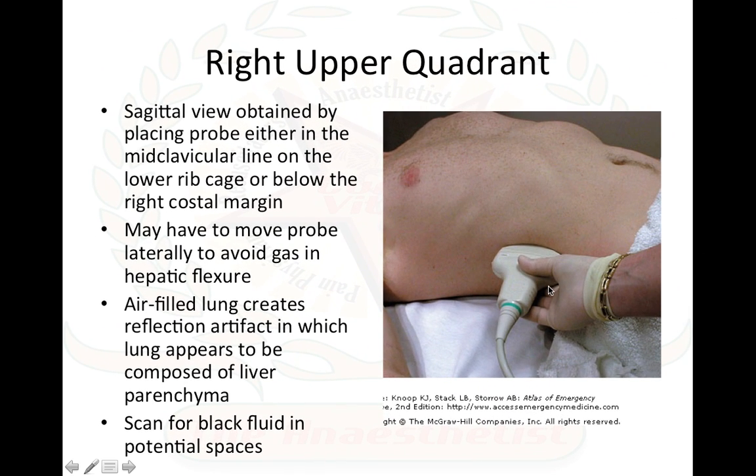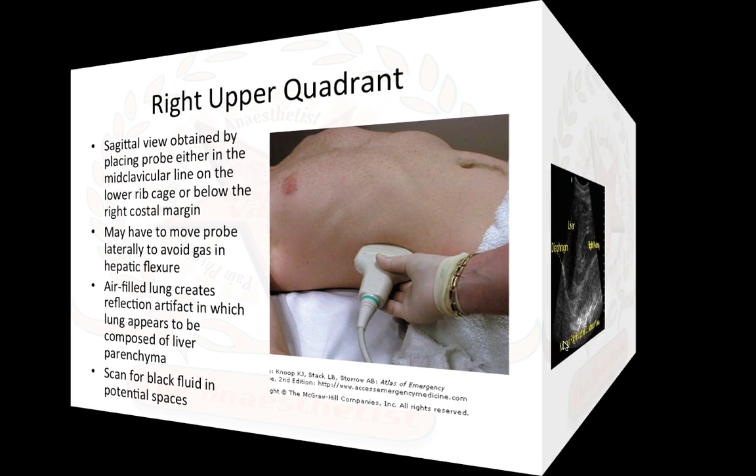For the right upper quadrant view, we have to place the probe in the mid-axillary line in the lower thorax. It is a sagittal view obtained by placing the probe either in the mid-clavicular line on the lower rib cage or below the right costal margin. We may have to move the probe laterally to avoid gas in the hepatic flexure. Air-filled lung creates a reflection artifact in which the lung appears to be composed of liver. Sometimes your lung will look like liver. That is artifact, and we have to scan for black fluid in the potential spaces.